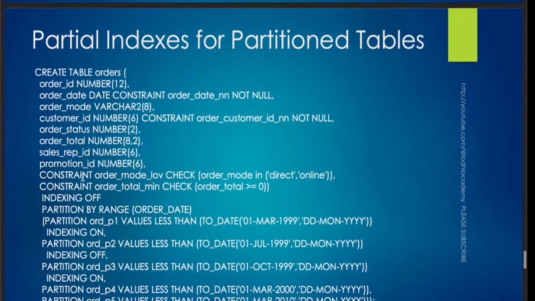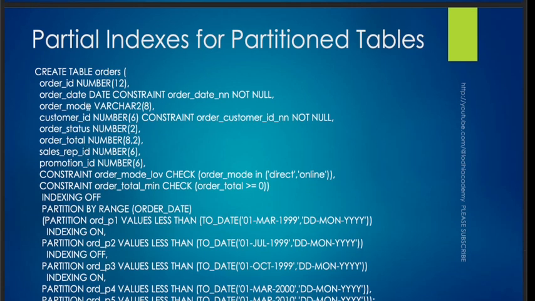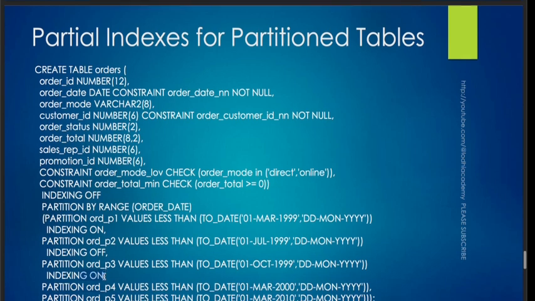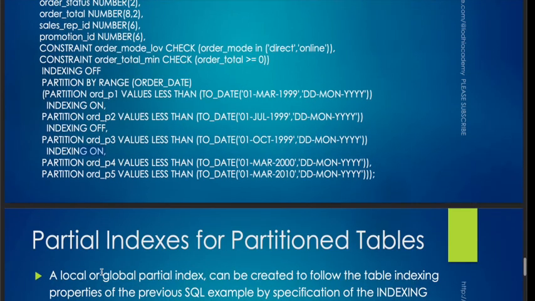Here you can see the command which can be used to create the index partitions. Here you can see the columns defined, here constraints defined, and then indexing, partition by range, order date. Partitions are defined by what the partition value is less than. For partition P2, indexing is off, and for partition P3, indexing is on. So you can see the example here.